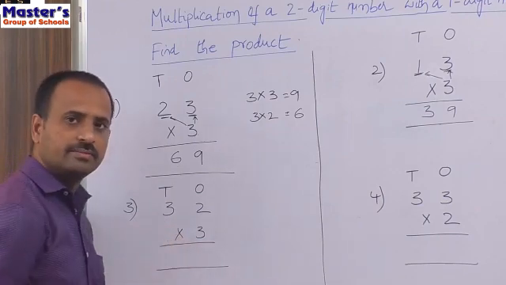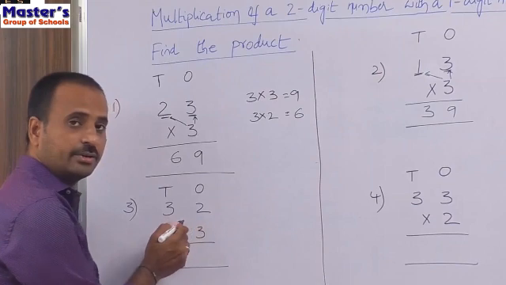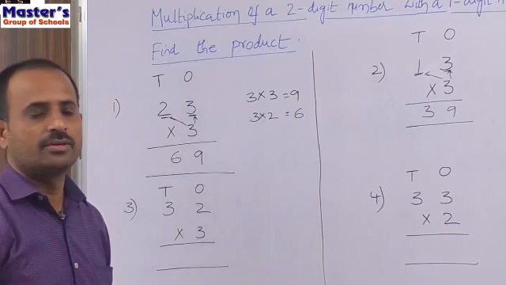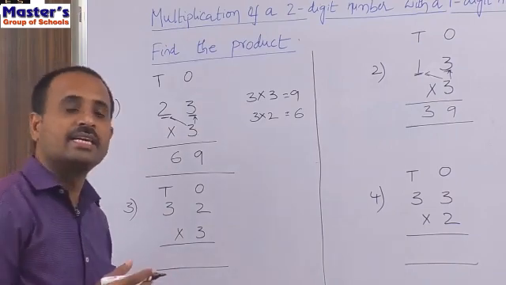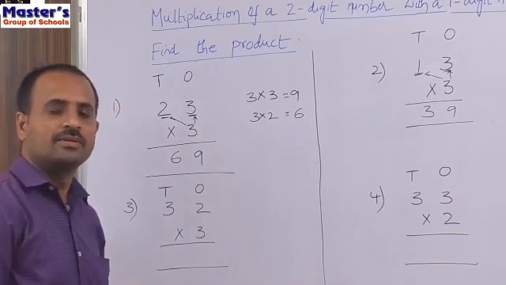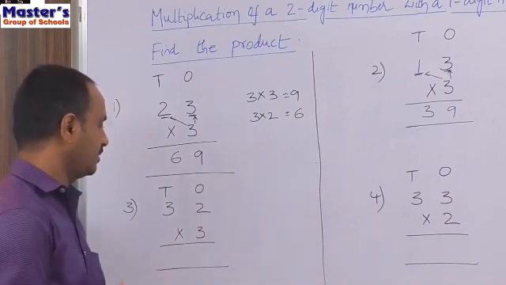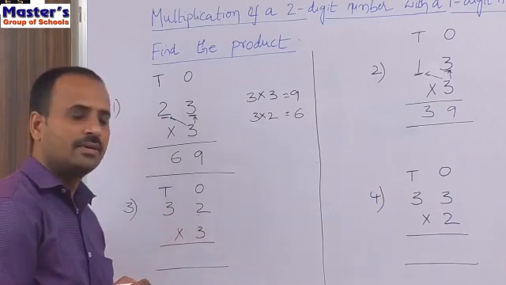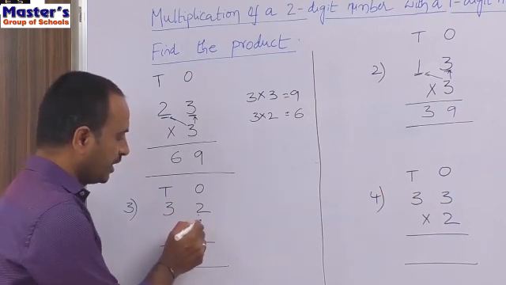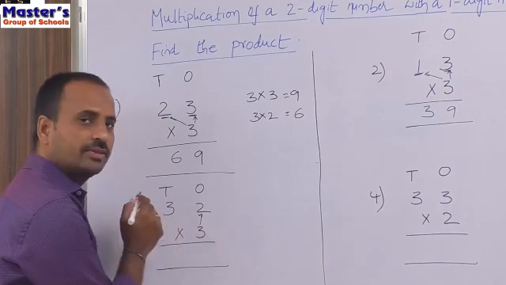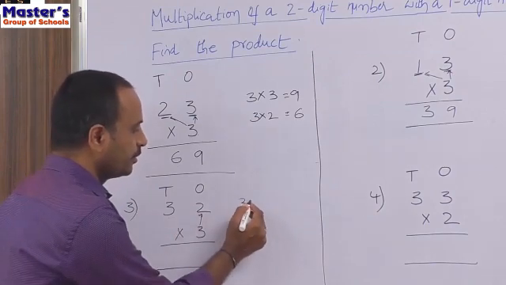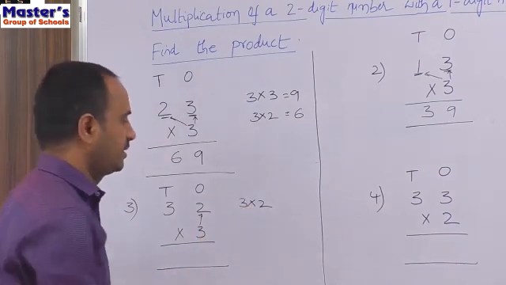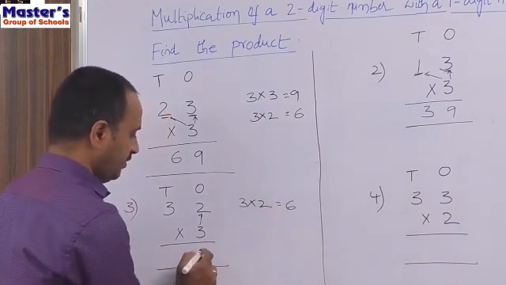32 into 3. Here 32 is a 2-digit number and 3 is a 1-digit number. So now start the multiplication as we have done in the two problems. First start from ones place. So what is present in ones place here? 2 is present in ones place. So multiply this 2 with 3. That is 3 into 2. Children, 3 2s are how much? 3 2s are 6. So write this 6 under ones place.